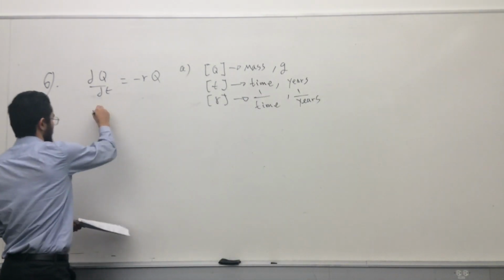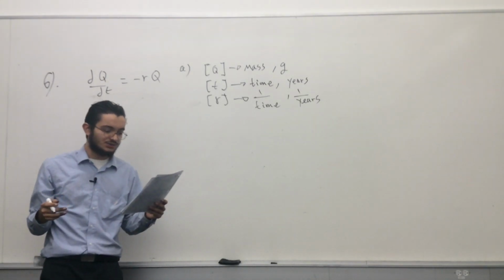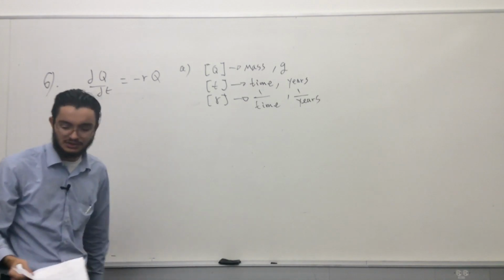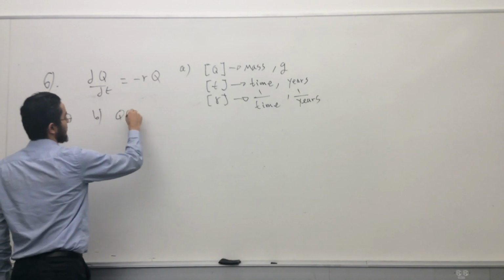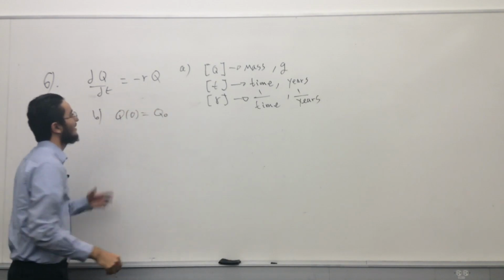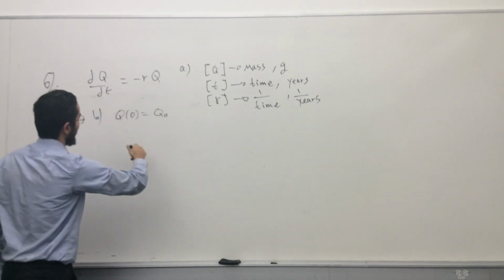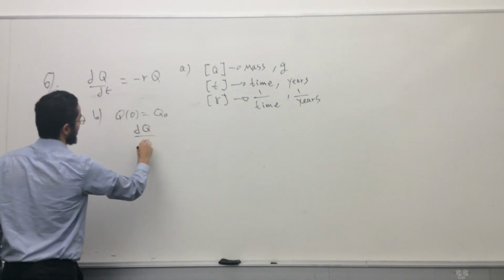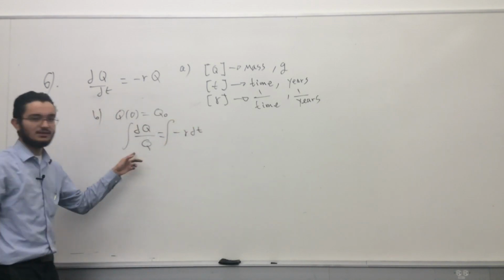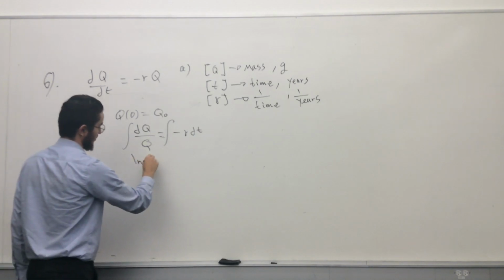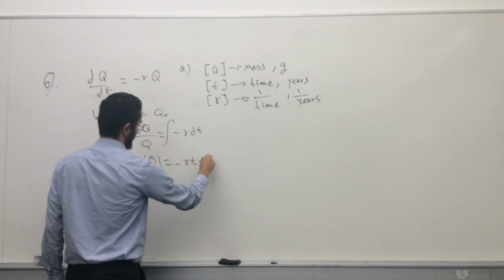Now for part B, it asks: if the quantity of carbon-14 at t equals 0 is Q0, what is Q of t? Well, that's very trivial actually, because they're giving you an initial value problem. So basically Q of 0 equals Q0. And then you just solve the differential equation, just separation of variables. So you have dQ over Q equals negative r dt. You integrate both sides, okay? And you get natural logarithm of the absolute value of Q equals negative rt plus c, okay?